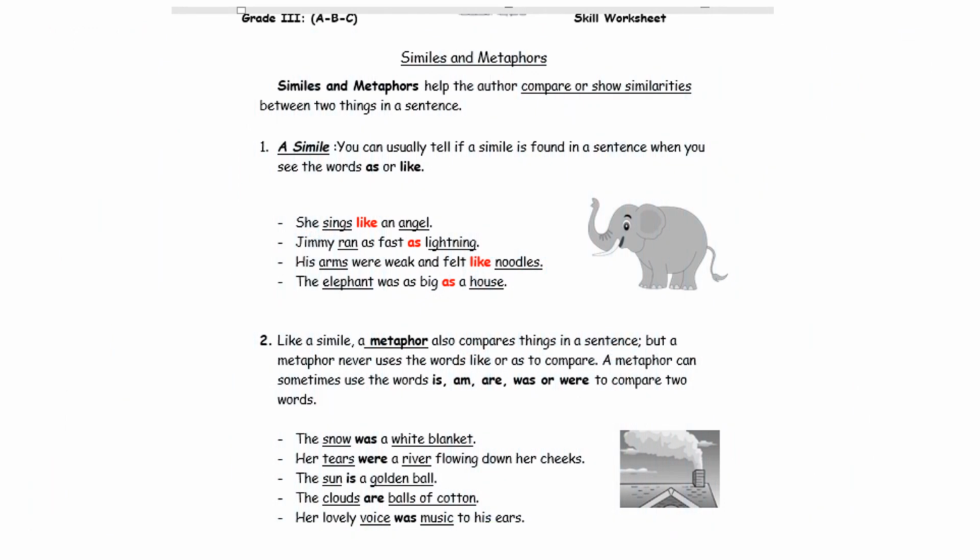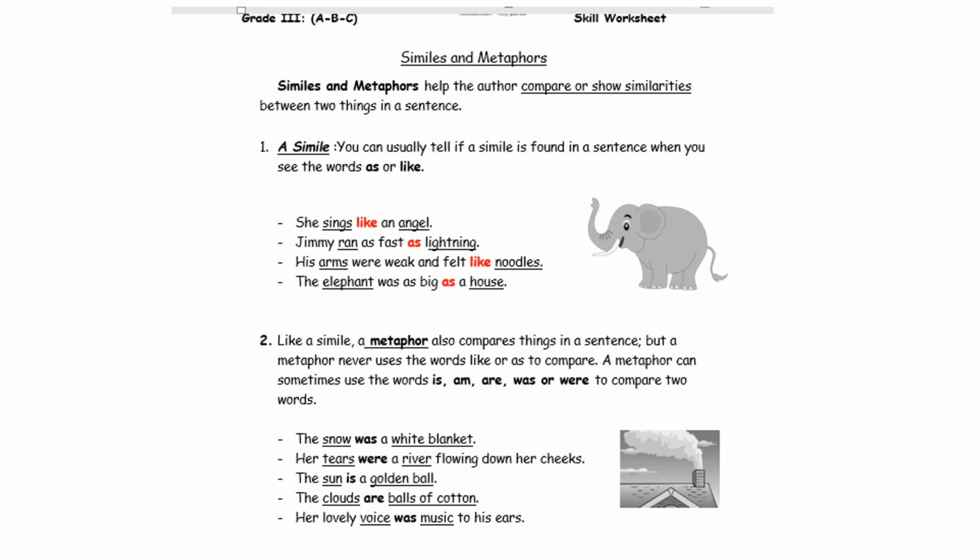Okay, this is a handout that I'm going to attach. It's explaining a simile, and you can usually tell if a simile is found in a sentence when you see the words like or as, and they both are used to compare two things in a sentence. Okay, and a metaphor, it also compares, but you don't see like or as. You usually see is, was.